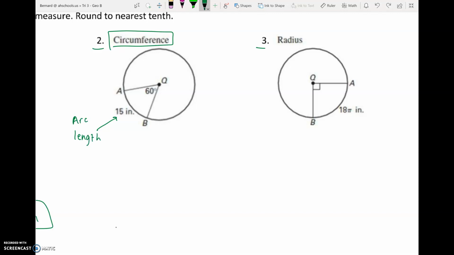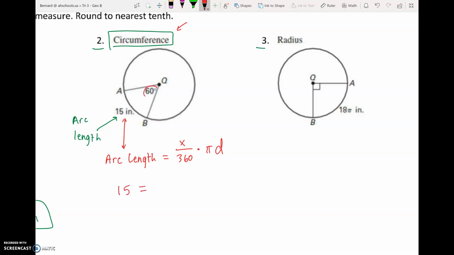And so remember, the formula is going to be arc length equals x over 360 times pi times diameter. And so if we want to find circumference, let's find diameter first, and then we'll plug it into the circumference formula, right? And so basically, here's what we have. We know our arc length. So we can set this whole big equation equal to 15 in this problem.